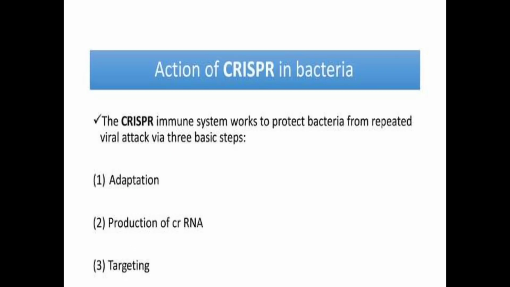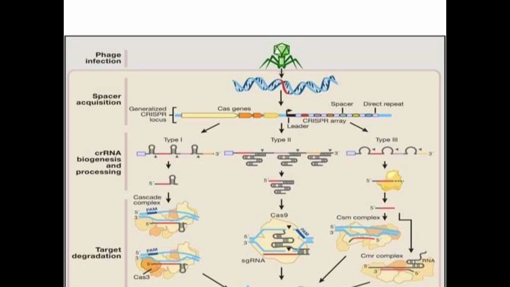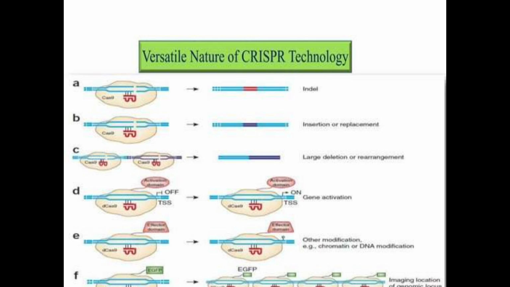So what are the actions of this CRISPR in bacteria? It acts as an immune system that protects the bacteria from virus attacks by three basic steps, that is adaptation, production of crRNA, and targeting. Here we can see the mechanism, how the phage infects with its DNA, then how the Cas genes get activated, and crRNA biogenesis and processing, and type 1, type 2, type 3 crRNA is synthesized, then the cascade complex identifies the target and causes degradation, in which we can see the role of PAM, Cas3, Cas9, sgRNA, and the CMR complex.